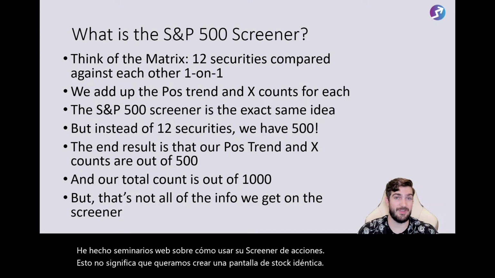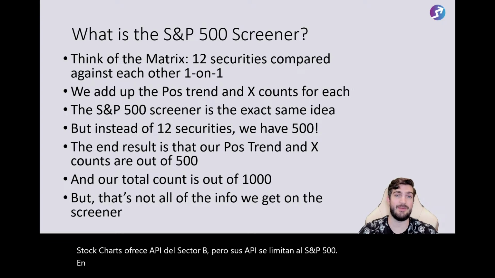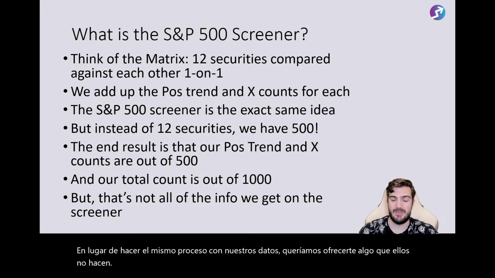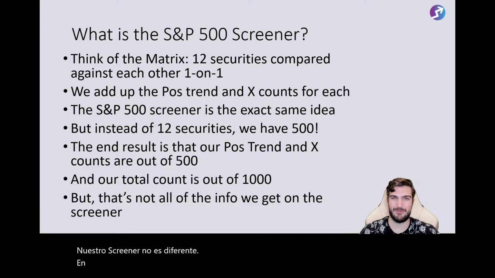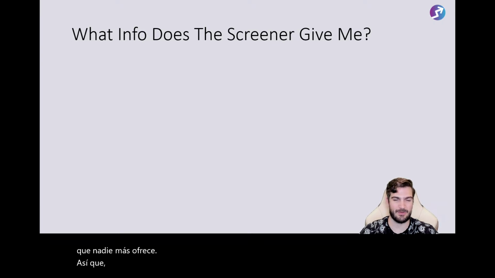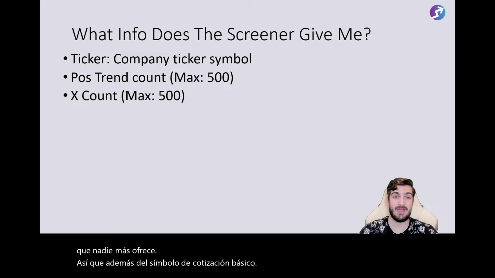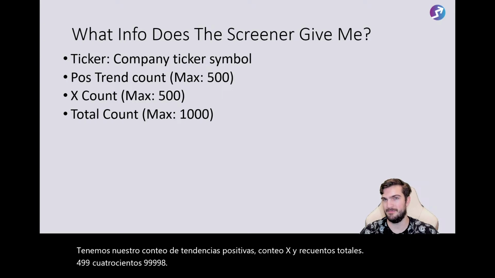StockCharts offers sector BPIs, but their BPIs are limited to the S&P 500. Instead of doing the same process with our data, we wanted to offer you something that they don't. We wanted to offer you data on the New York Stock Exchange and a BPI for the New York Stock Exchange. Our screener is no different. Instead of bringing you the same information that other screeners might offer, we wanted to bring you something that no one else offers. So in addition to the basic ticker symbol, we have our positive trend count, X count, and total counts. 499, 499, 998, 500, 500, 1000. Makes a little bit more sense in our brains.